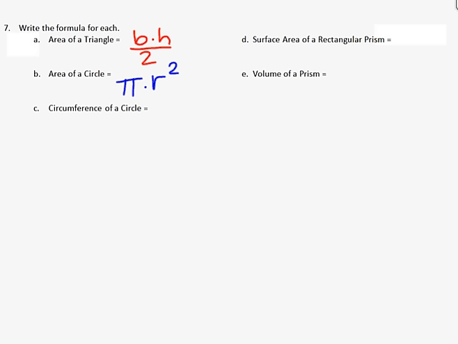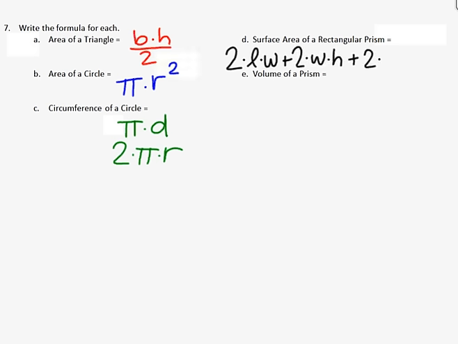There are two formulas for circumference of a circle. The first one is pi times diameter, and the second one is 2 times pi times radius. Surface area for a rectangular prism, that's our one long one. We're going to have every combination of length, width, and height twice. So we can do 2 times length times width plus 2 times width times height plus 2 times height times length. And then finally, volume of a prism, that's going to be area of the base, capital B, multiplied by height of the prism.